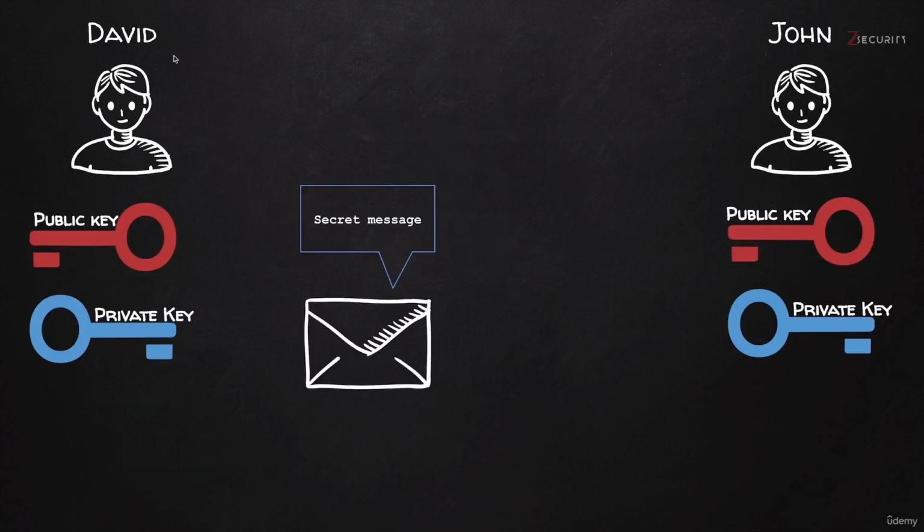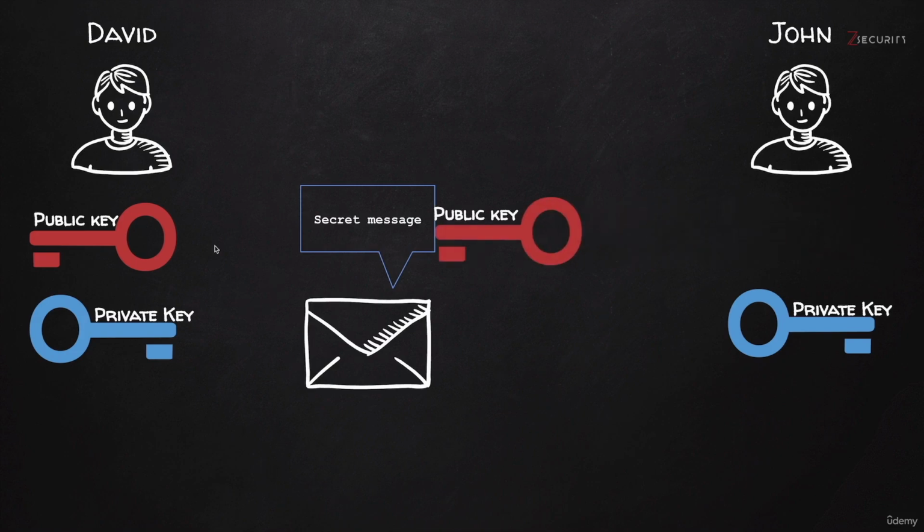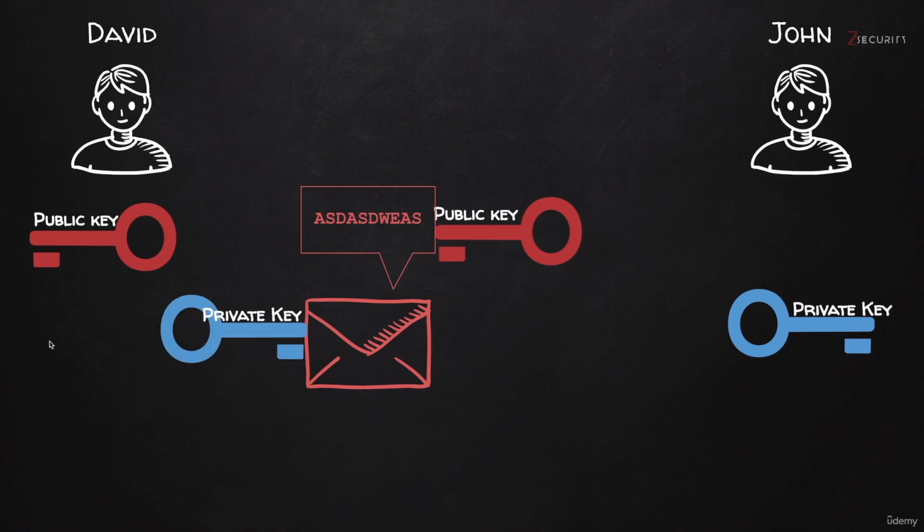So again, we have David. He wants to send a secret message to John. And as we learned before, the first thing that David will do, he will use John's public key in order to encrypt the message. The message will change into gibberish. Now at this stage in the previous lecture, we sent the message, but this time David is going to sign the message with his own private key. So he still hasn't sent the private key. The message is still at David's end.